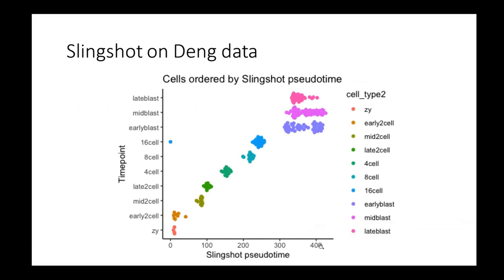You have the picture of how the Slingshot pseudotime of the first line, so the first curve, looks like on the cells that you have here. Some cells will be only part of the second curve, and some cells only part of the first curve. What you can see is that it orders the early stages quite a bit better than before with the trajectory of PC1, but the end of the trajectory is still not so good at separating the blast stages.